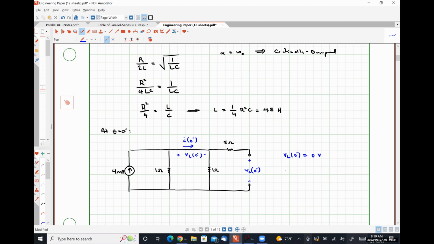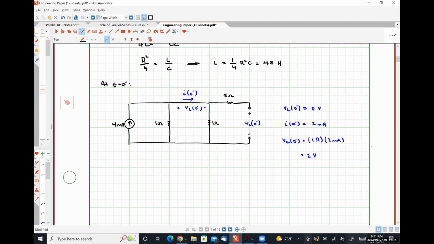Our quantity I at 0 minus is also pretty easy to determine. Our 4 milliamp source sees 2 1 ohm resistors in parallel. So the amount that splits off to the right and flows through the right 1 ohm resistor has to be 2 milliamps. And from that, our voltage VC at 0 minus is going to be 1 ohm times 2 milliamps, which is, of course, 2 volts. So here's our circuit analysis at t is equal to 0 minus.